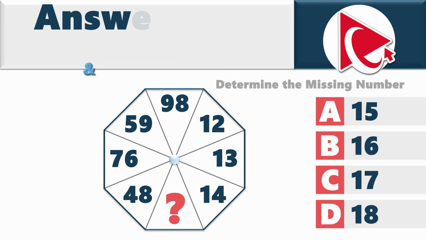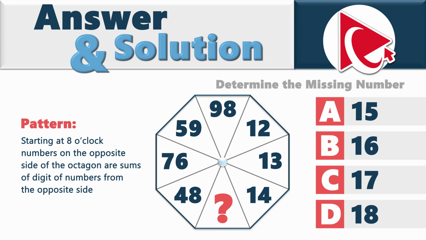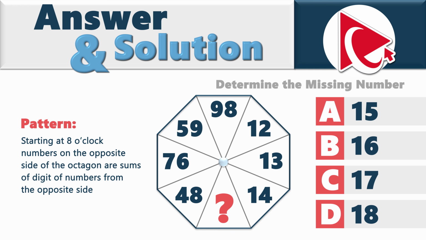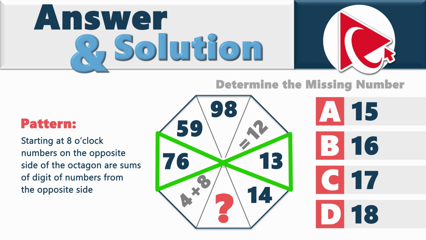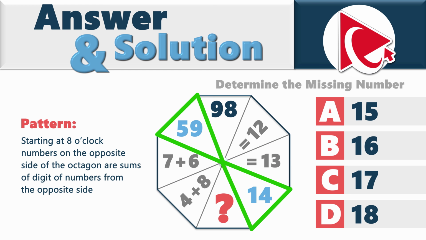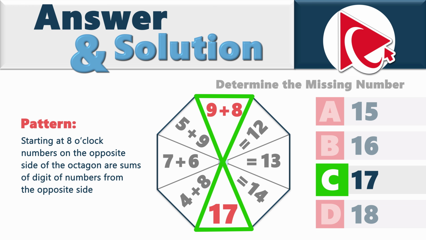To answer this question, you need to look closely to determine the pattern. And the pattern here is that starting at 8 o'clock, numbers on the opposite side of the octagon are sums of digits of the numbers from the opposite side. Let's look at the example. You see the number 48 at 8 o'clock? 4 plus 8 equals 12, and that's exactly the number on the opposite side. Let's keep looking. 76 converts into 7 plus 6 and equals 13. 59 converts to 5 plus 9 and equals 14. And then the missing number can be calculated as 9 plus 8 and equals 17. So the correct answer here is choice C, 17.